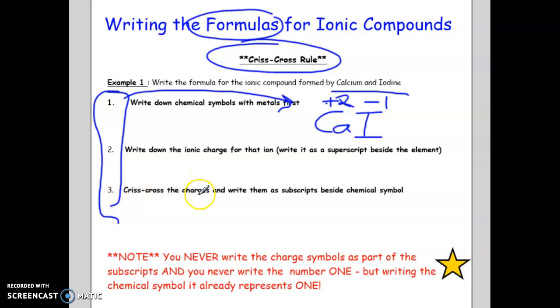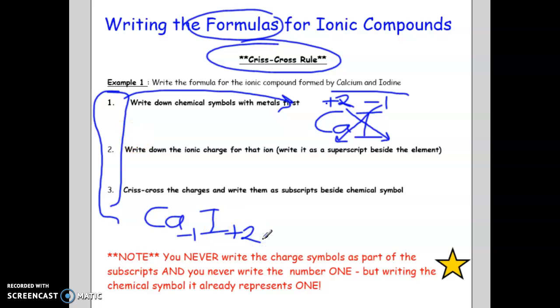Now this is where the crisscross part comes in. We're now going to crisscross the charges and write them as subscripts. The -1 from iodine will crisscross down to become a subscript for calcium. And the calcium +2 is going to crisscross down and become a subscript for iodine. So what we really have is Ca -1, iodine +2, but I'm going to show you what to do.